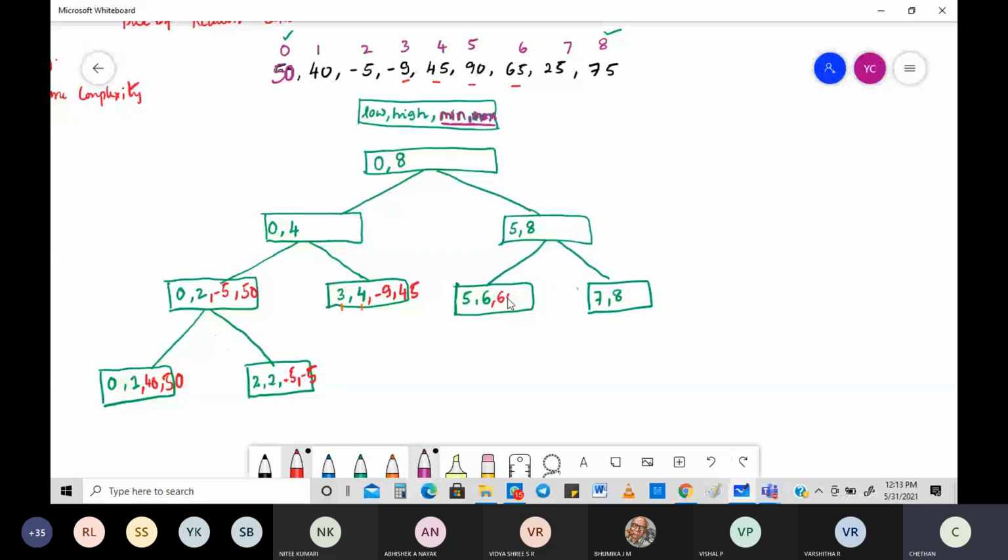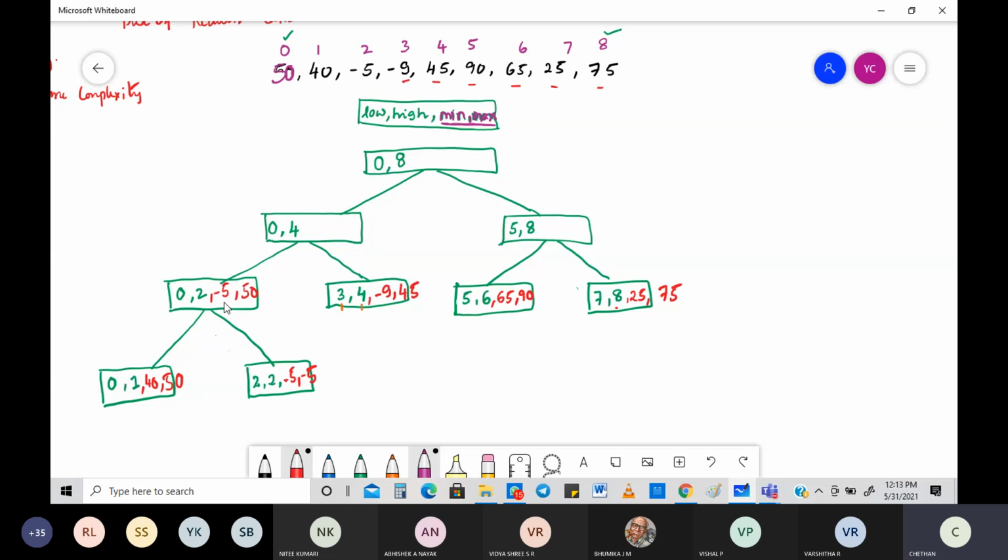Between 7 and 8. Here is 7 and 8. Here and here. Okay. What is the minimum element? 25. First you need to write minimum, then the maximum element. So 75. See, everything should be in one block. I'm writing outside because there's no space. Okay. Now you check. Minus 5, 50, minus 9, 45.